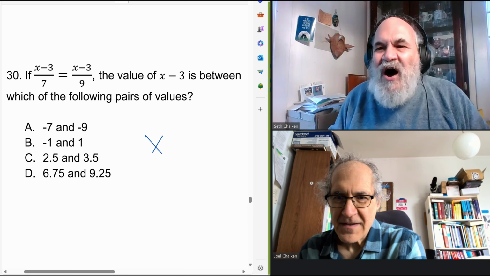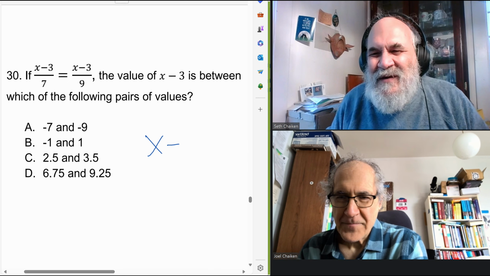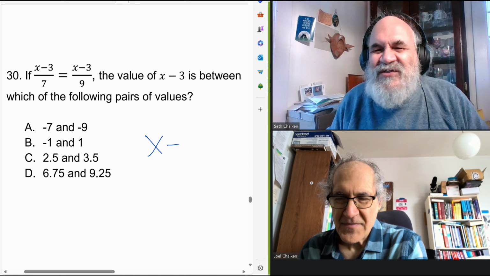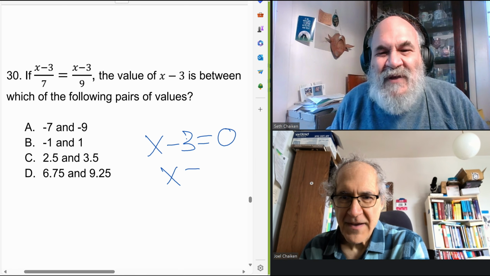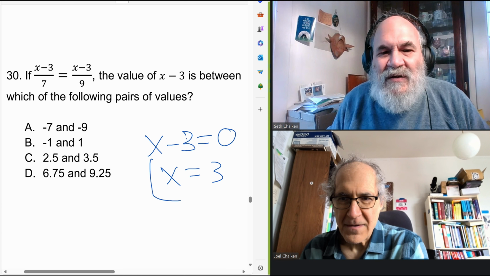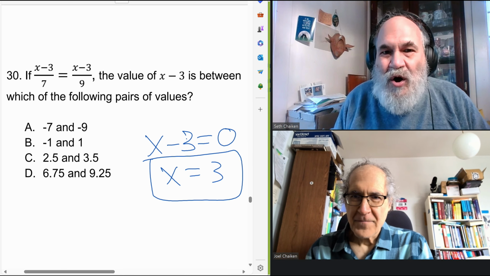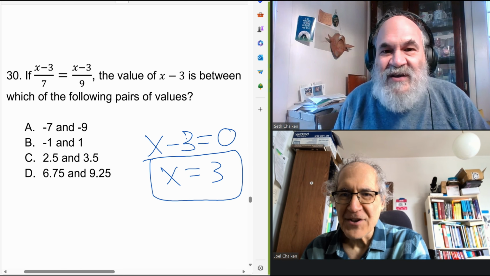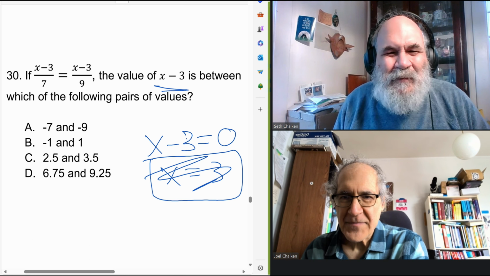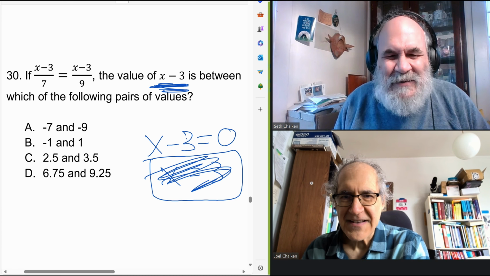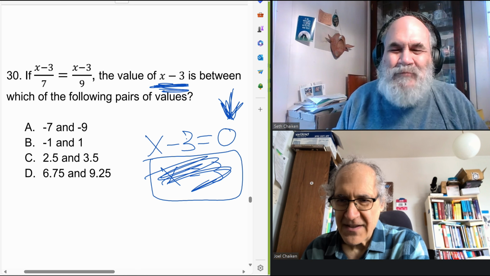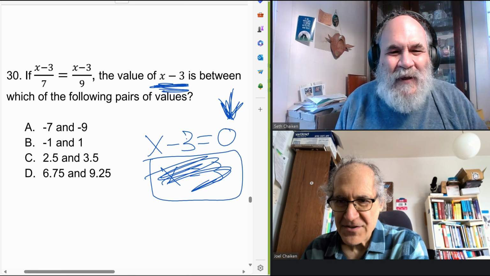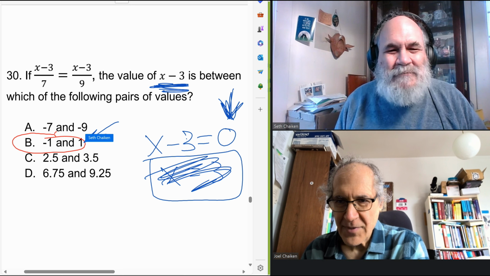You solve for x. Well, it's easier to just solve for x - 3. x - 3 is equal to 0, so x is equal to 3. No, it asks for the value of x - 3. I see, x - 3 is equal to 0. So that means the only number that x - 3 can be between is B.